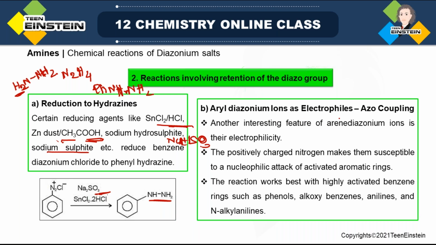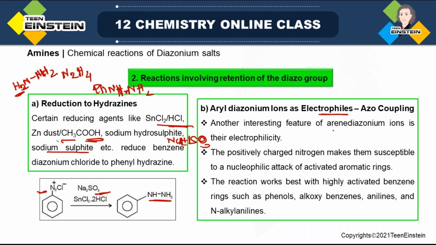The second one is very important because this test is normally used for identification purposes. First let's see what this reaction is. The aryl diazonium ion will now behave as an electrophile. Remember, there is a positive charge, so it will prefer attack by some electron rich species, that means it will prefer attack by a nucleophile. So it is itself behaving as an electrophile. The aryl diazonium ion is now an electrophile and it will couple with some nucleophile. That is why the name is azo coupling.